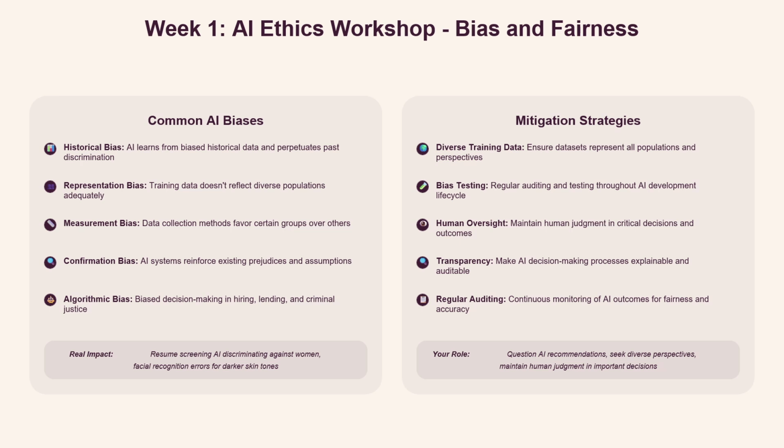Historical bias, when training data reflects past discrimination. Example: a hiring AI trained on historical data where 90% of engineers were male will learn to prefer male candidates. Real case: Amazon scrapped their AI recruiting tool in 2018 because it showed bias against women.